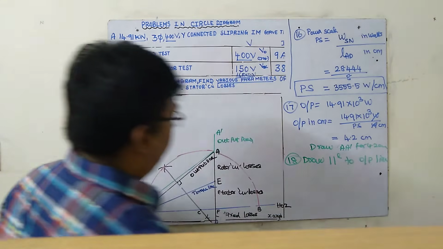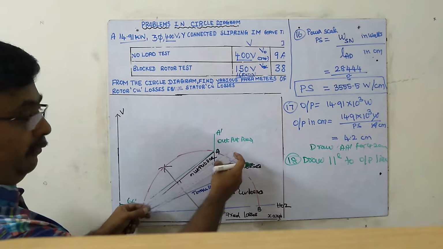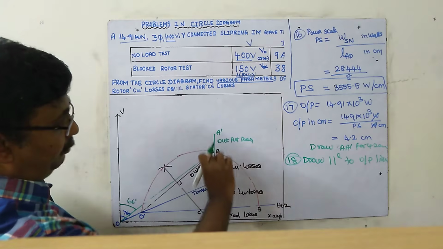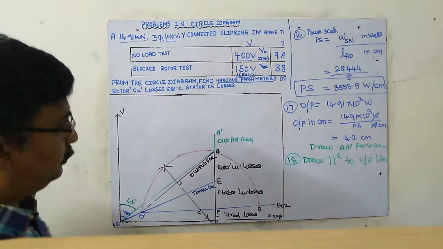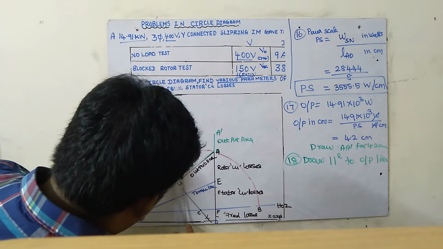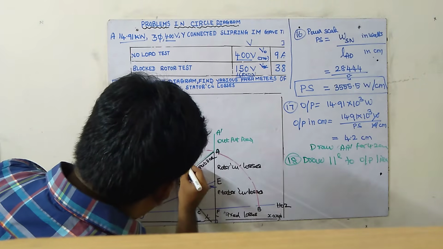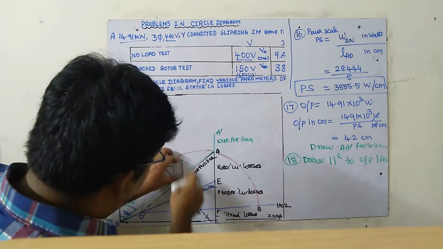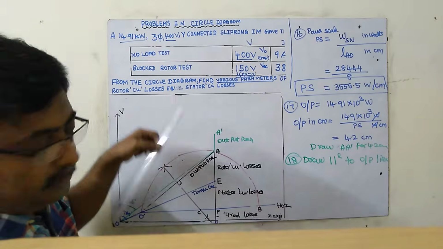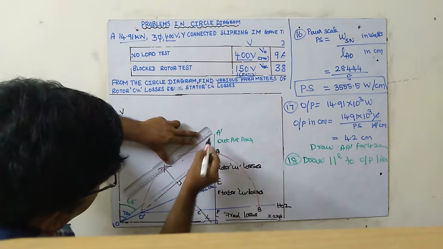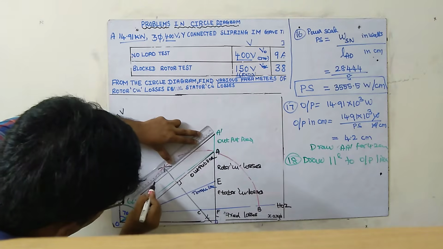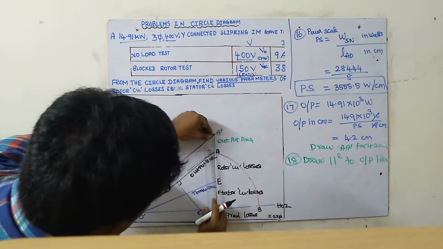How to draw a parallel line? There are two methods. You can use a set square. The simplest method I will tell: A dash is 4.2 centimeter from the output line. Take any point on the output line and mark 5 centimeter in the perpendicular. If you join A dash and that point, it will be parallel to the output line.